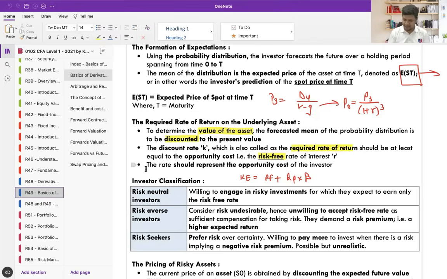Now, three categories of investor. Risk neutral will engage in risky investments only if offered a return. For the risk neutral guy, does he care for the risk? No. For him or her, irrespective of the risk, the return is the focus, right? Yes. Correct. So see this. Risk neutral investors are willing to engage in risky investments for what they expect to earn, only the risk-free rate. So this is very important.